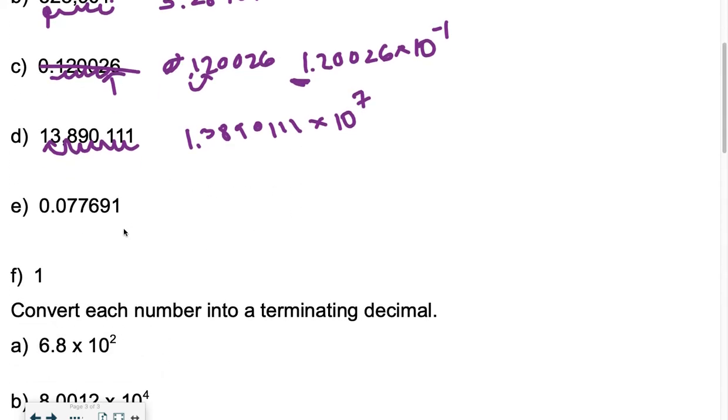For E, we're going to move to the right to get between the 7 and the 7. So we're going to move to the right. 1, 2, 7.7691 times 10. Remember, right goes negative or decreases. And then 1 is just going to be 1.0 times 10 to the 0 because we don't have to move any places. 1 is a number between 1 and 9.